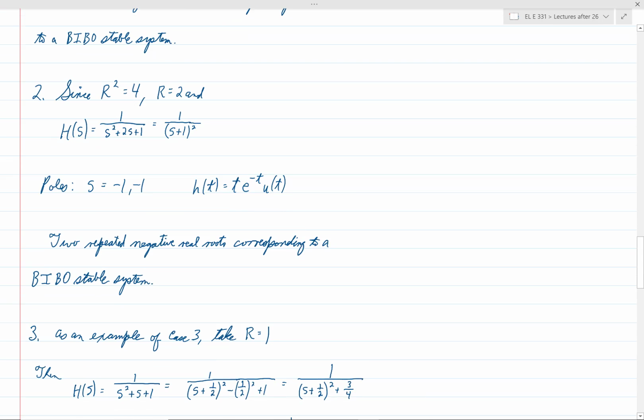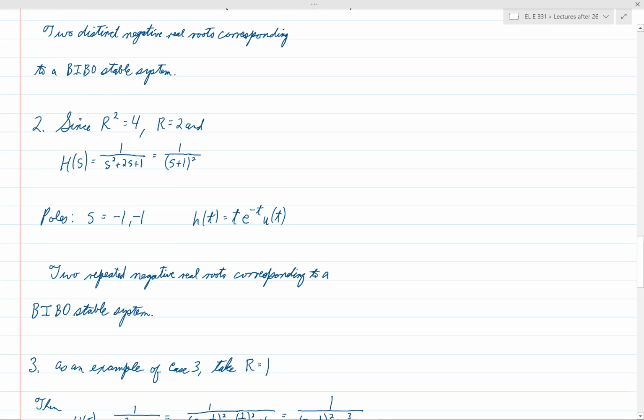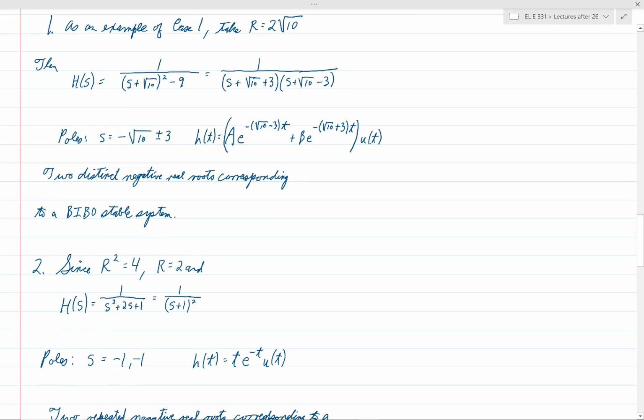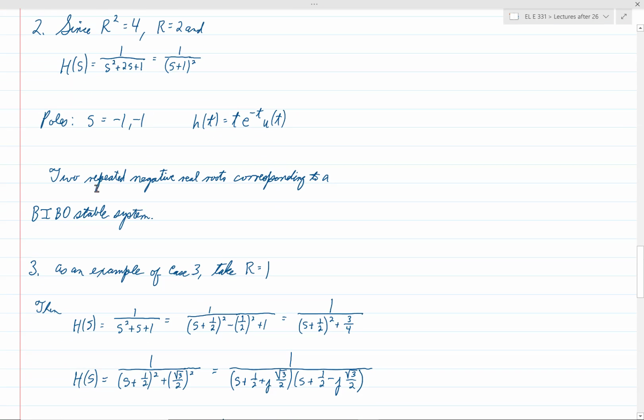So finally, let's look at case 3. Remember that case 3 here is where R squared is less than 4. And so I'll pick something very easy, R equals 1. Certainly R squared then is less than 4. Well, if I pick R equal to 1, then h of s is 1 over s squared plus s plus 1.